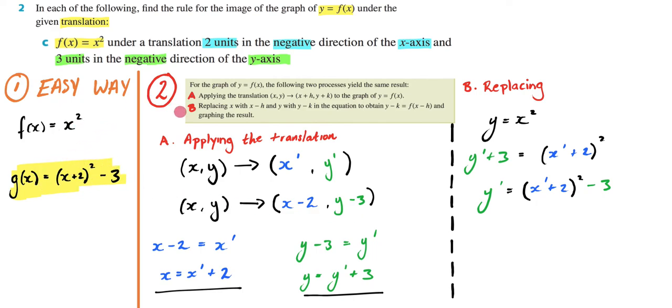All right, so we've just gone through 2 different ways. One way, the easy way, just doing it instinctively. And the second way is our 2-step process. And so let me just put a cap on this by going g of x equals x plus 2 squared minus 3. And that is our final answer, which is the same as what we saw in the easy way.